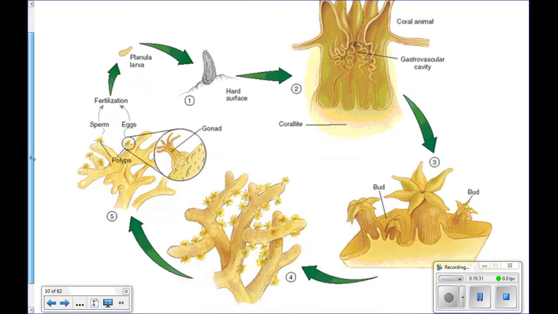Here's the life cycle of a coral. You get your coral colony that will release sperm and eggs. Fertilization is external, happens in the water column. You get a little larva. The larva settles down onto a hard surface, transforms and becomes a polyp. That little polyp secretes its little coral cups that it sits in, called the corallite. It divides asexually and becomes a bunch of different polyps living together, and that grows and grows and grows and forms this big colony, and then that reproduces, and the life cycle starts over again. Okay?